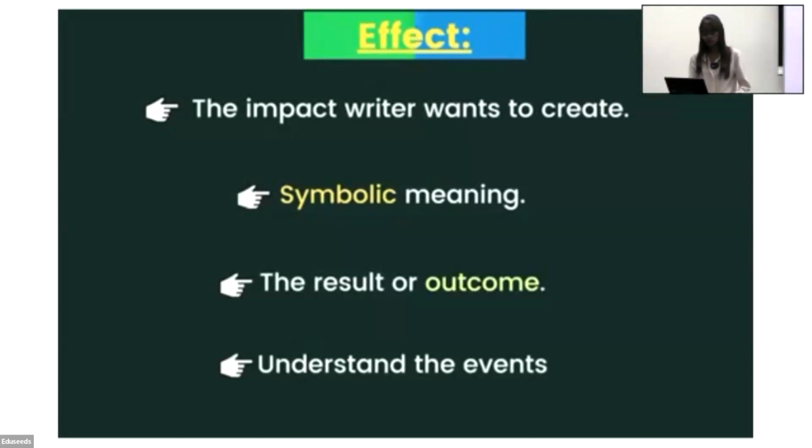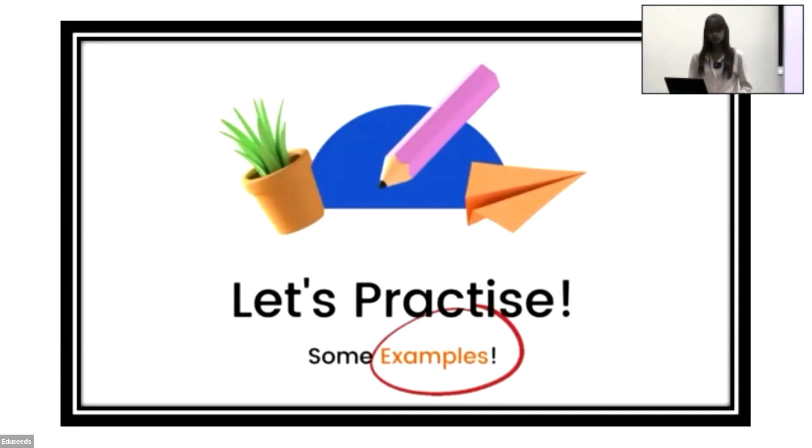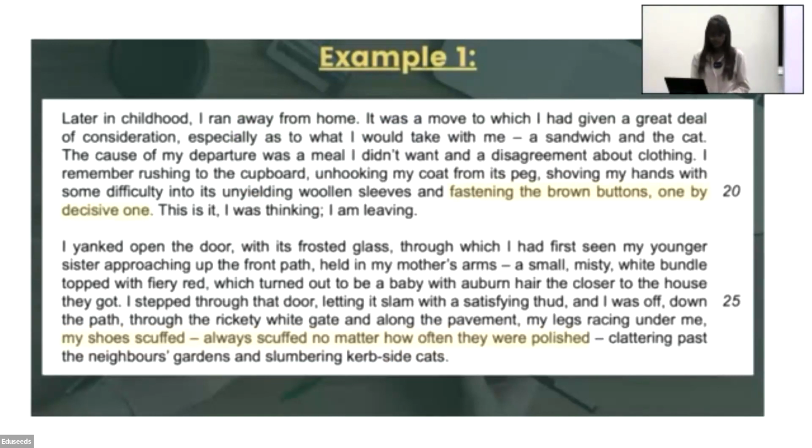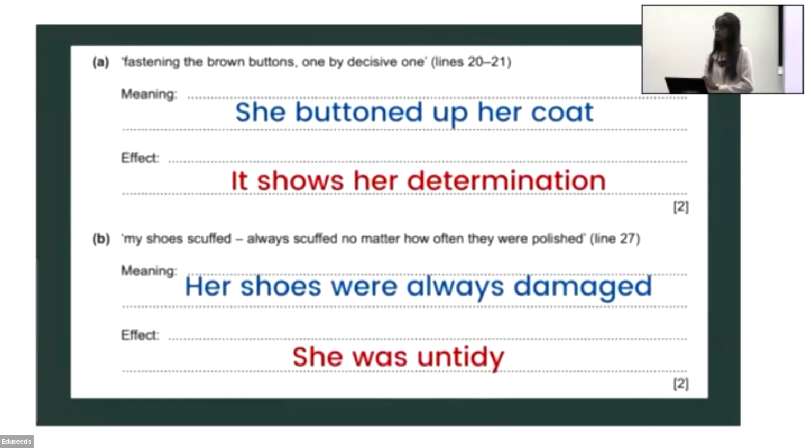So in order for you to score this, let's do a few practice examples. The first one. Can you see the highlighted phrase there? Fastening the brown buttons one by decisive one. Let's look at the question. This is how your meaning and effect question will look. For meaning, when you read the sentence, fastening the brown buttons one by decisive one, this person basically buttoned up her coat. For that, you need to read the passage, but that is the literal meaning here. This just shows that she buttoned up her coat.